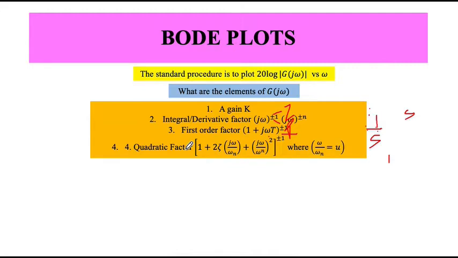How would they look like? Just pick 1 plus 2 zeta j omega by omega n plus (j omega by omega n) square, plus minus. This will also be plus minus depending on if you are dealing with poles, complex poles, or if you are dealing with zeros. And earlier we had one easy way of defining omega by omega n equals u. So we will sometimes use this notation for u.